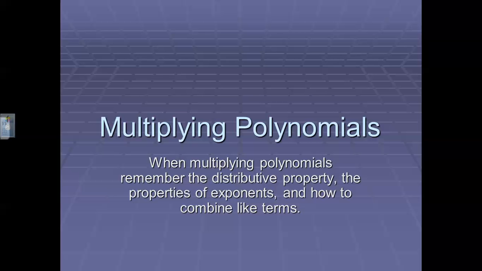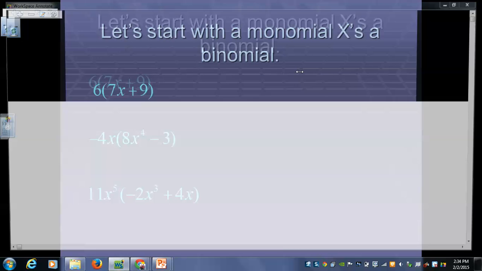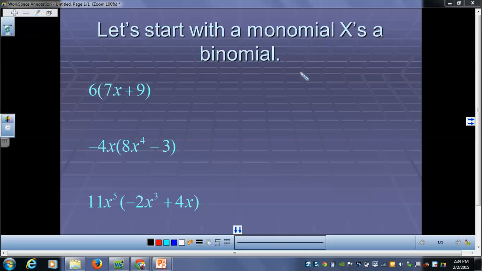Let's take a look at what happens when we multiply a monomial times a binomial. We are going to apply the distributive property just like we would, and we've seen this problem before. We would do 6 times 7x, and we would have 42x, and then we would do 6 times 9, so then plus 54. And then that would be our answer.